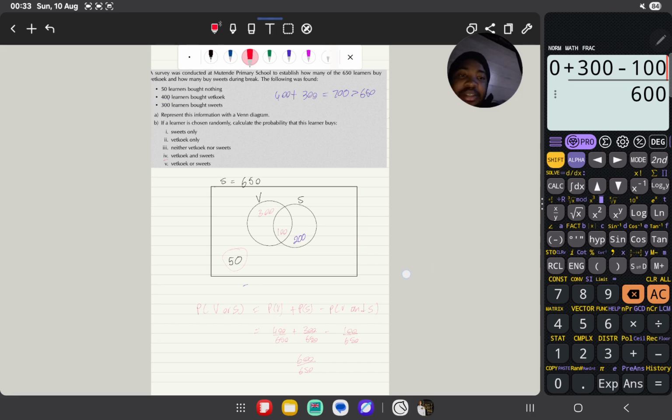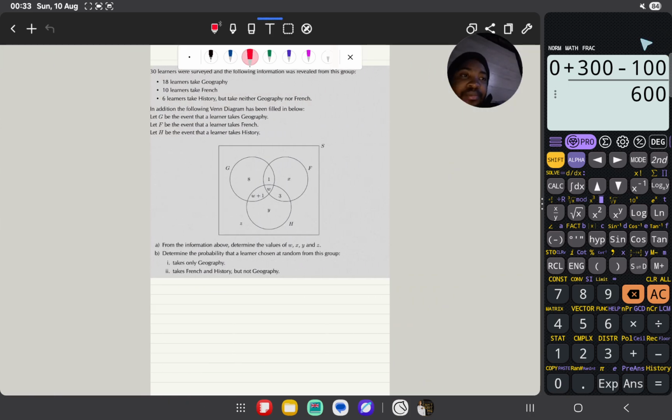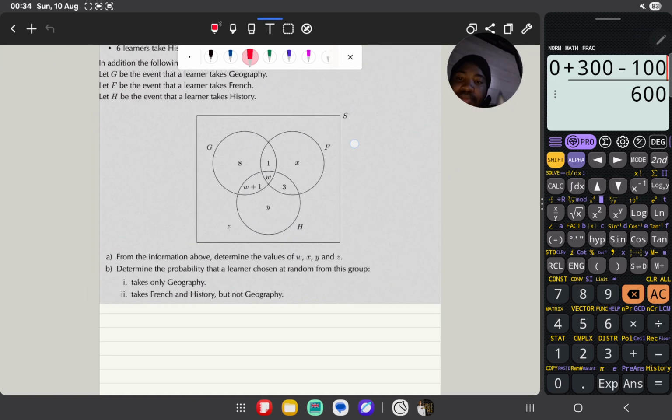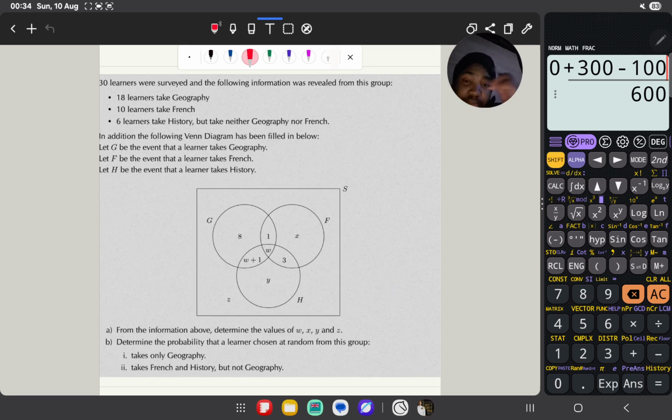Now, let's do the last question. So the last question, they say we have 30 learners, so that's the total. So we can say here that is equal to 30, right? And 18 learners taking geo, 10 learners taking French, and 6 take history but not geography and not French.